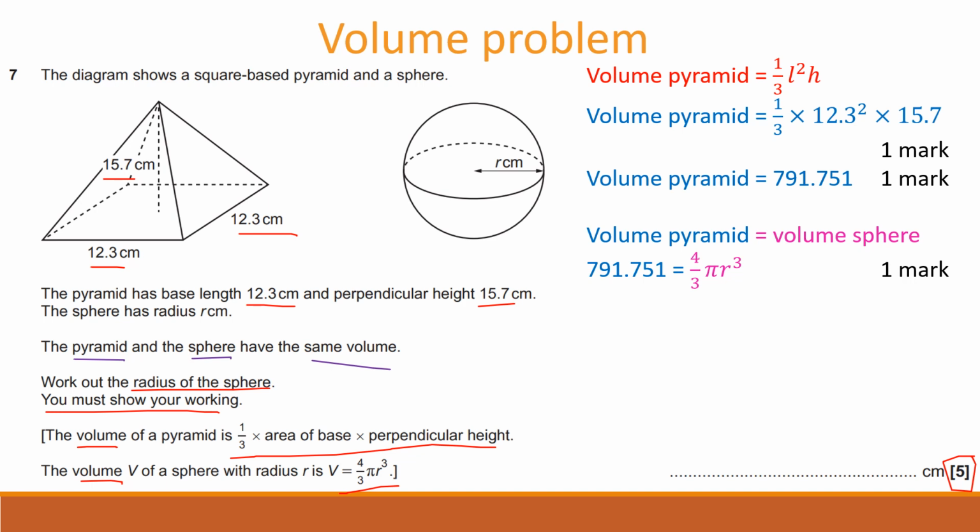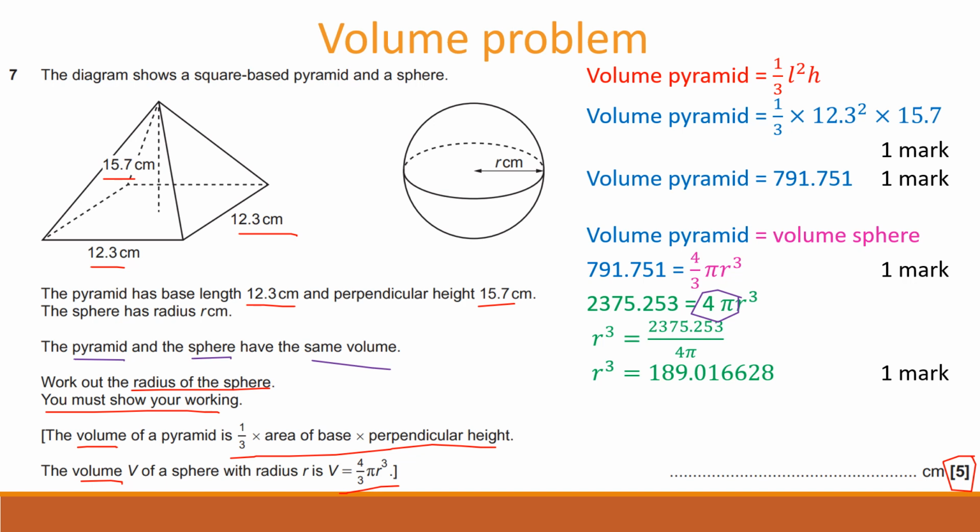From here, this is the tricky bit, we've got to rearrange to find r, the radius of the sphere. So I'm going to get rid of the divided by 3, so I'm going to multiply both sides by 3 first. And then I'm going to divide both sides by 4 pi to get rid of this multiply by 4 pi. Now to get r on its own, I need to take the cube root. So I'm going to do the cube root of that answer to give me the value of r.